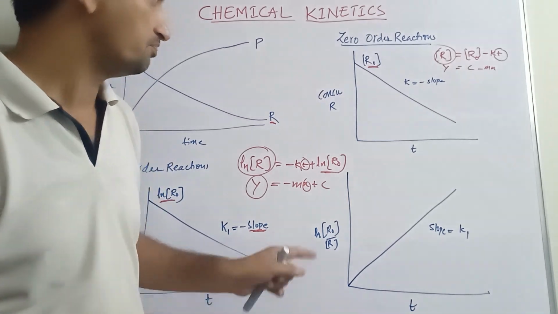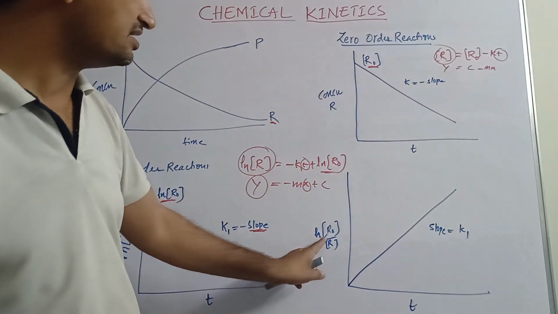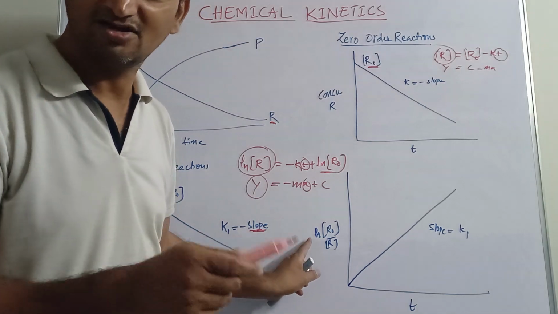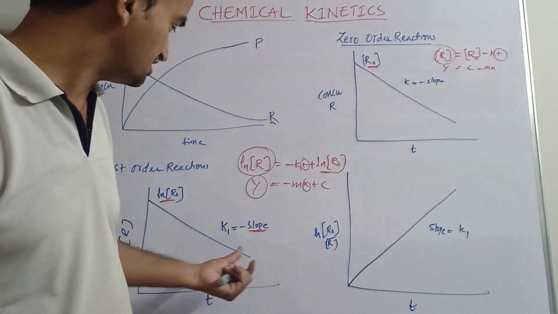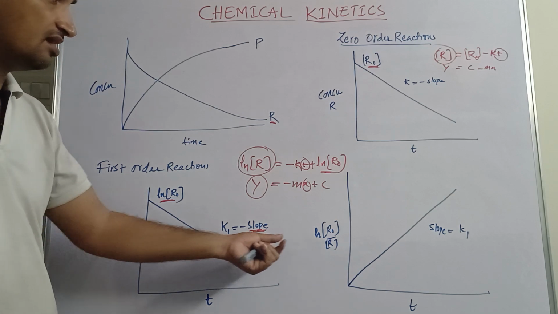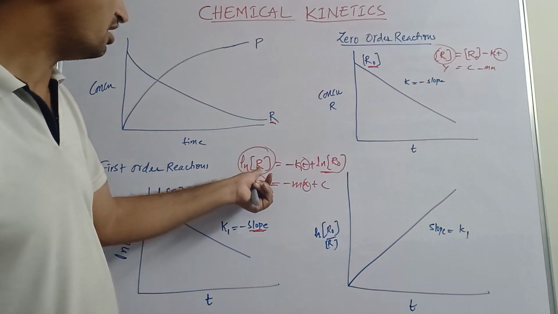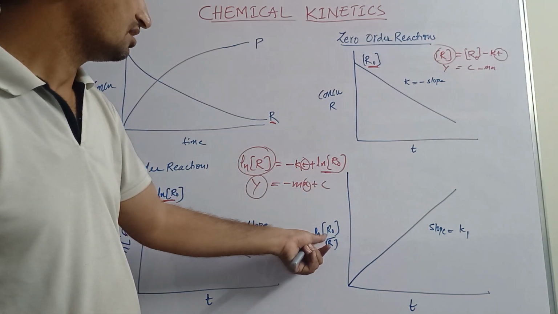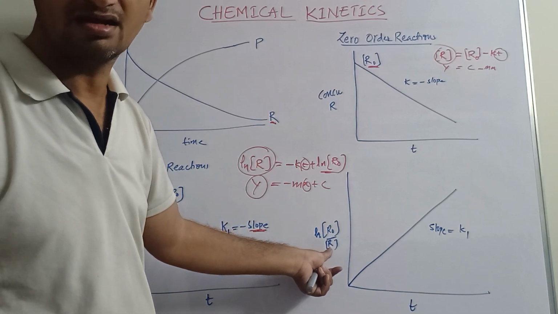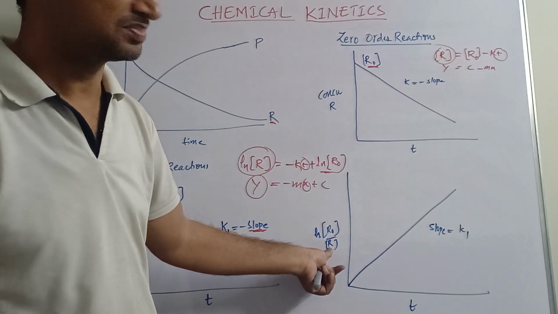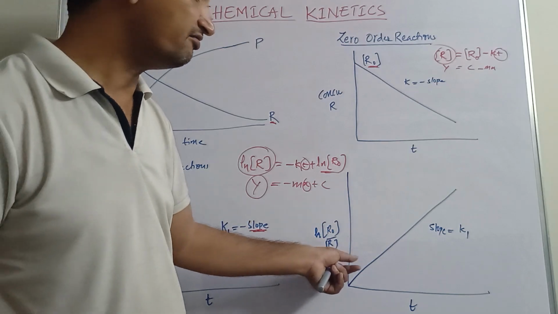Okay. Now, so this is the first graph. Now the second graph is again there in your NCERT textbook. Again it is a first order reaction, but instead of taking ln R, we are taking ln R naught by R, that is initial concentration by concentration at a given time t. Okay, so ln R naught by R versus t.